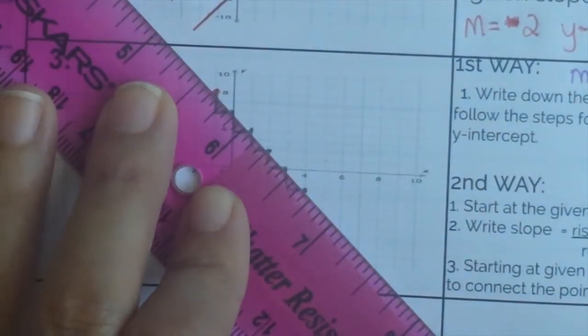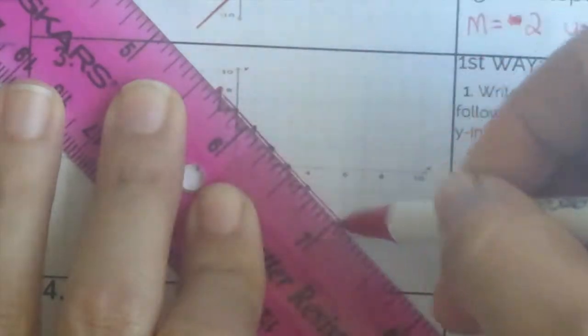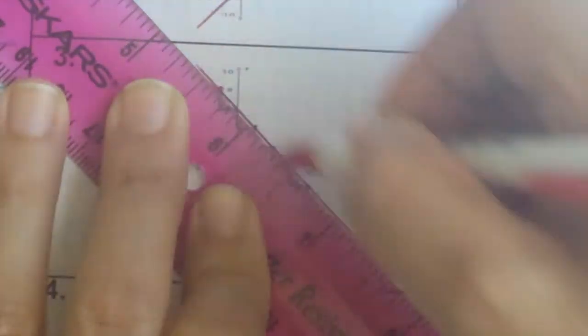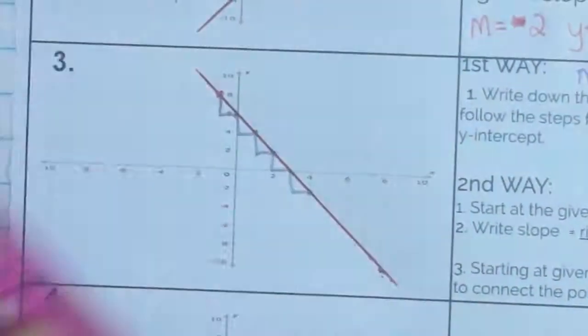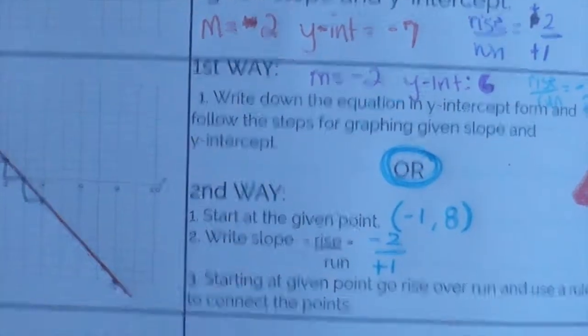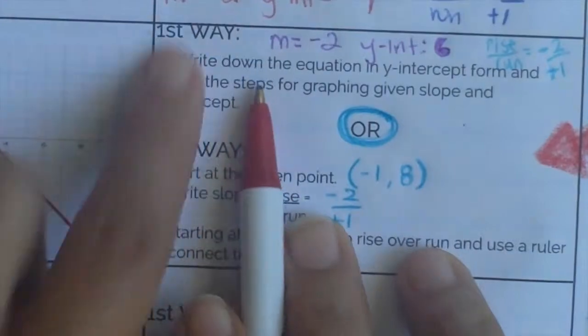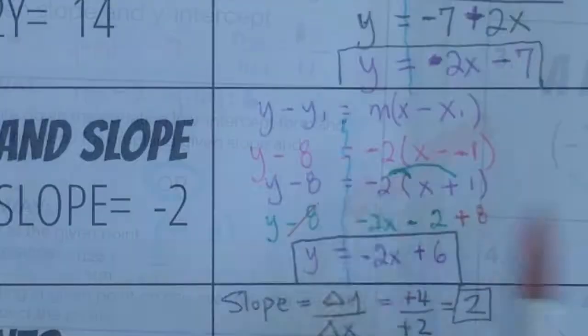You could start at the y-intercept like we've been doing in previous examples. On this one, it might just be faster to start at the point they give you, because they give you the point and the slope. So you wouldn't have to find what y equals mx plus b is in this situation. But you could still do it that way if you like.